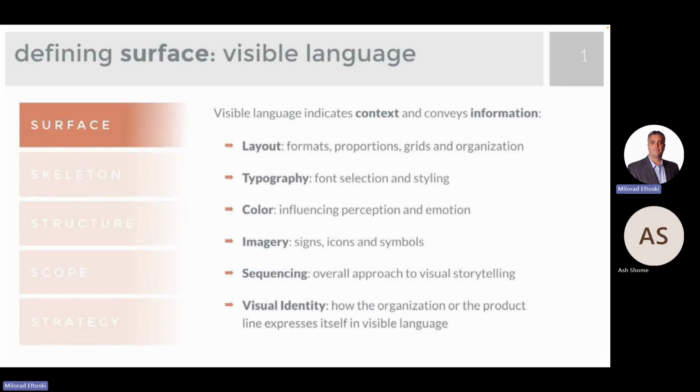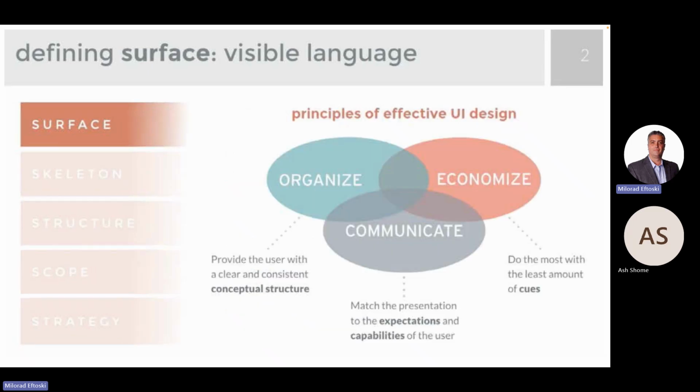Typography, as you know, you had two classes in typography, well, probably one class last semester. Font selection and styling. Color, very important, influencing perception and emotion. Imagery, signs, icons, and symbols. Sequencing, overall approach to visual storytelling. And finally, visual identity, which is how the organization of the product line expresses itself in a visible language.